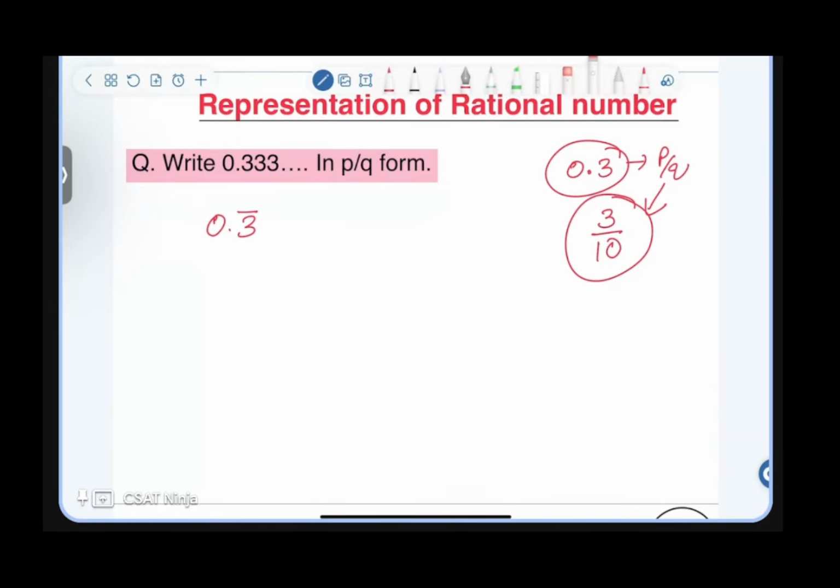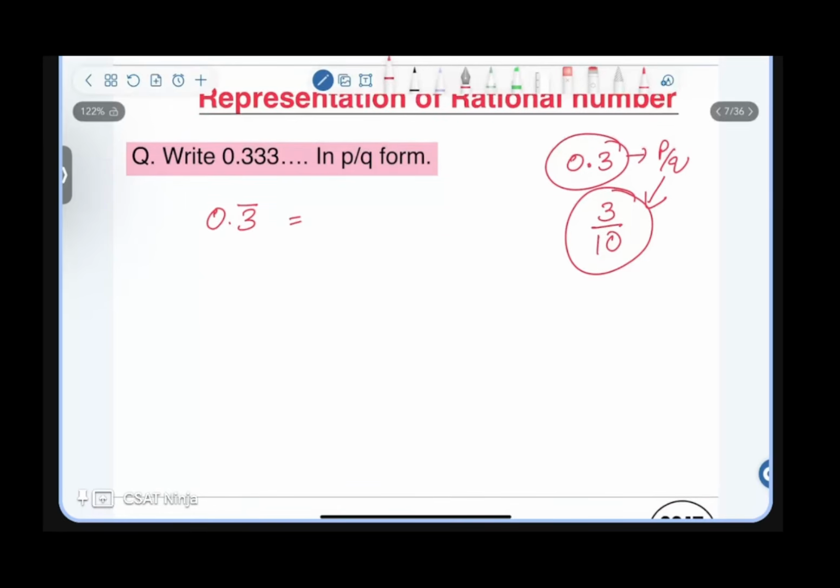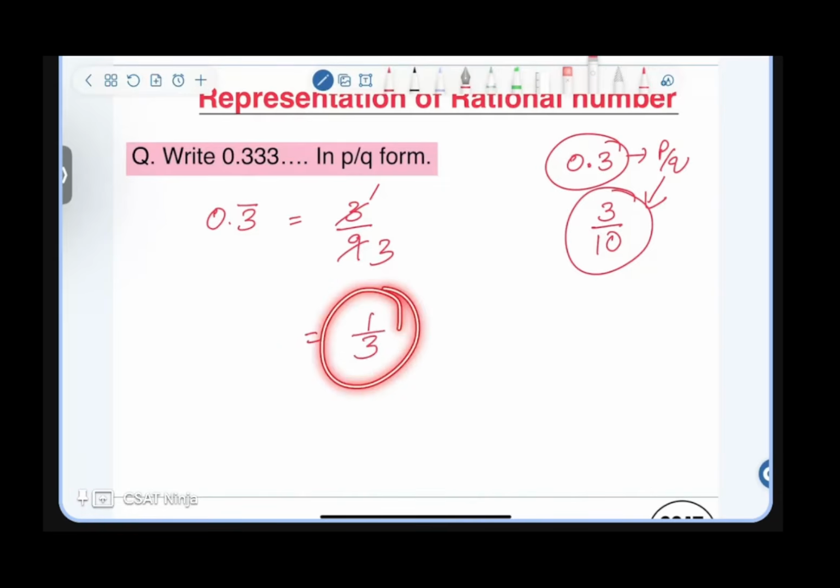Just like we did here, I'll use the same concept, but a little bit twisted. 3 divided by, since the number is repeating, for every repeating digit I'll write 9 here. Earlier, for every number after the point, we put 0. But in this case, for every repeating digit, I put 9. So if I reduce this, 3 ones are 3, 3 threes are 9. The answer is 1 by 3, which is the p/q form of 0.333 and so on. This was asked in NSSB once.